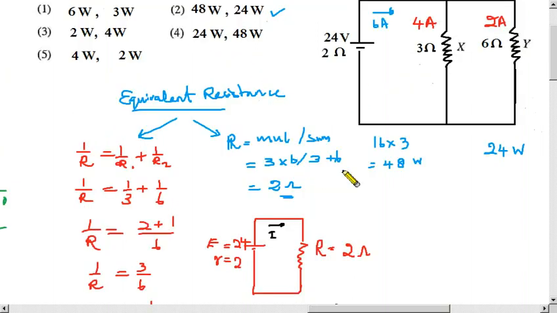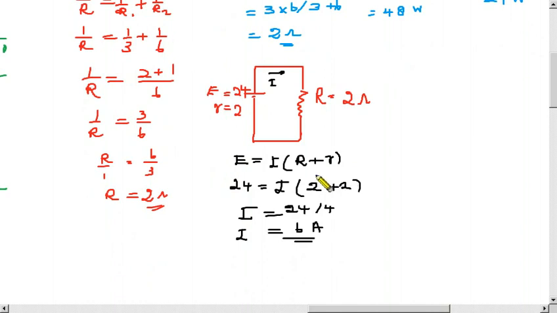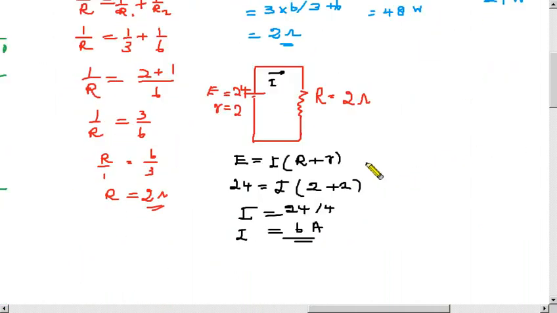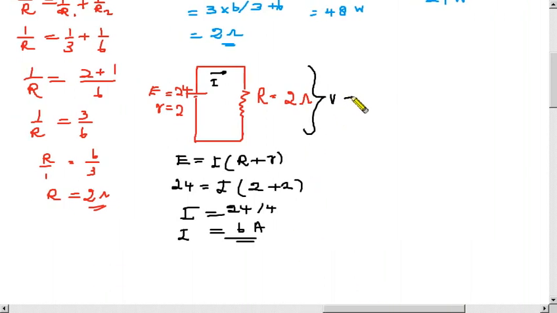Or you can use the ratio method. I explained it already, so I am not going to explain it again. If you don't like the ratio method, you can use this one, finding voltage. We know the current now, V equals IR, I is 6, R is 2. This capital R you have to take. Then V equals 12 volt.